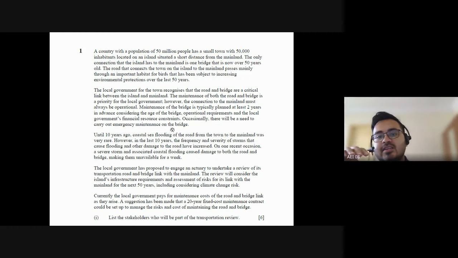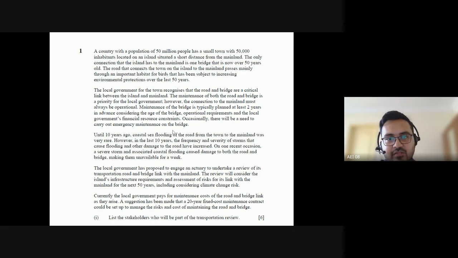So here it says that there's a country with a population of 50 million people. A country with a population of 50 million people has a small town with 50,000 inhabitants located on an island situated a short distance from the mainland. So there's a mainland and then there's an island.